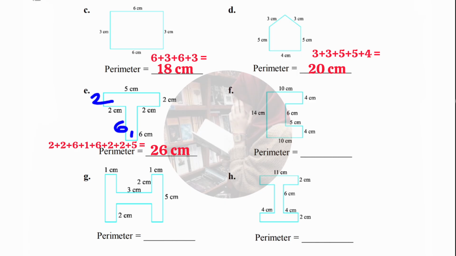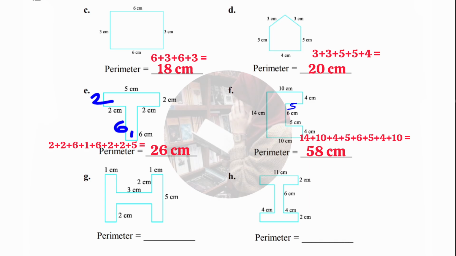Understood? Let's have a look at the sixth shape. So here we have given 10 centimeters, 14 centimeters, 10 centimeters, 4 centimeters, 5 centimeters, 6 centimeters and 4 centimeters. Only 1 centimeter is missing, which is 5 centimeters. Just write that one down also. Then you have to add all those centimeters. If you add all the centimeters, you will get the answer as 58 centimeters.